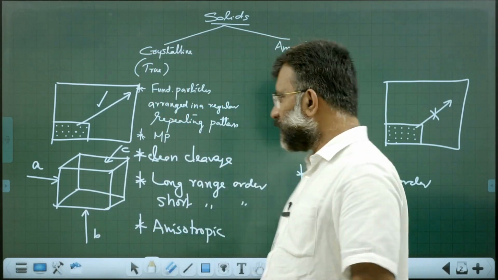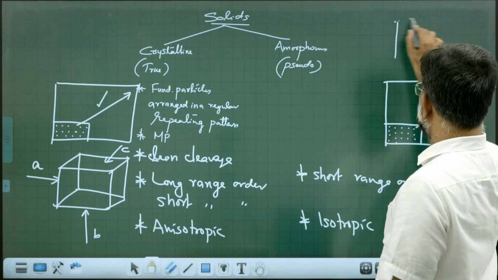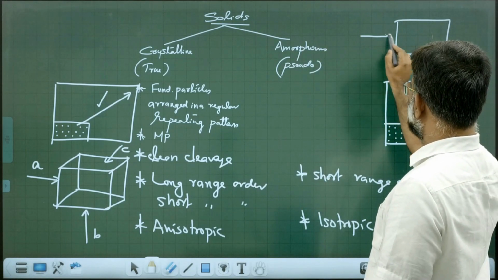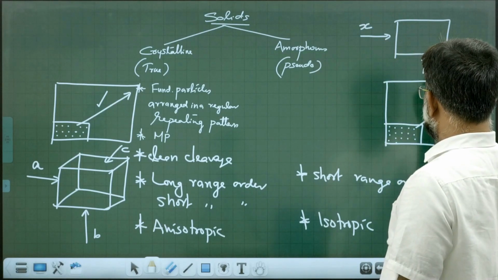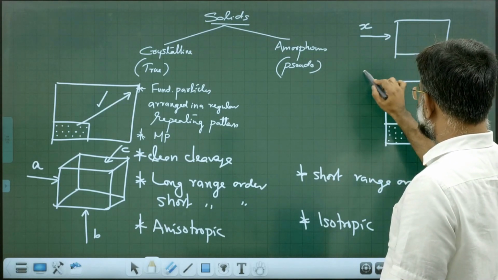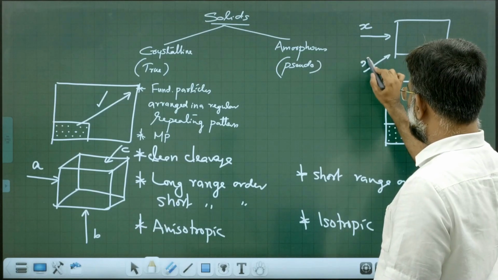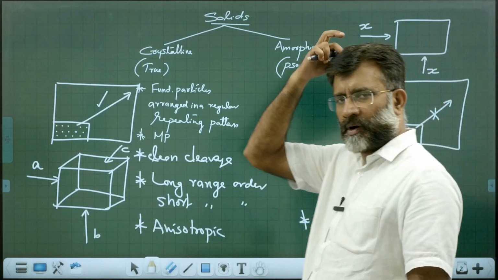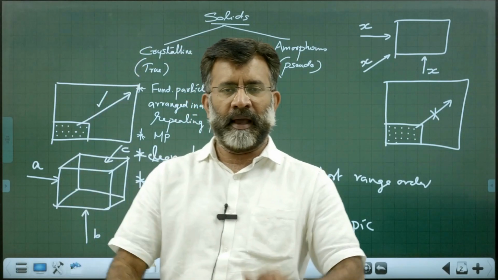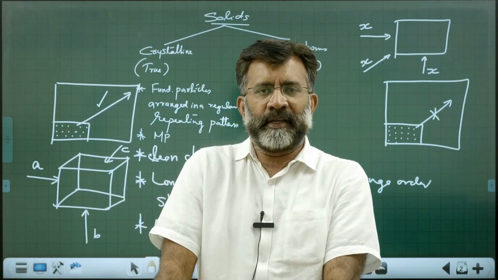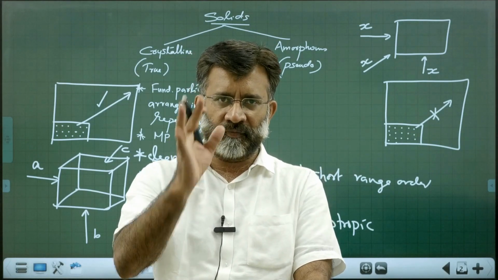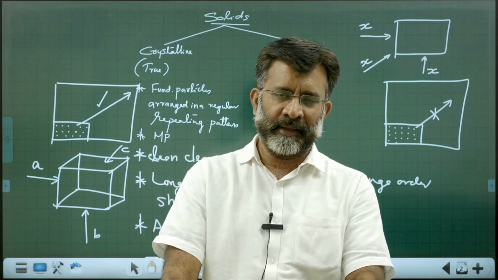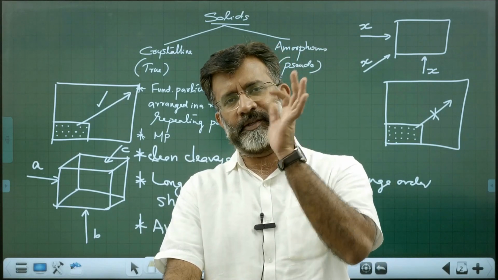While in an amorphous solid, if you try to observe the thermal expansion from this direction, you get a value X. From this direction, you get invariably the same value X. From this direction, you get invariably the same value X. That is called iso. Iso means same. So various physical properties observed from different directions giving the same value is called isotropy, and giving different values is called anisotropy.